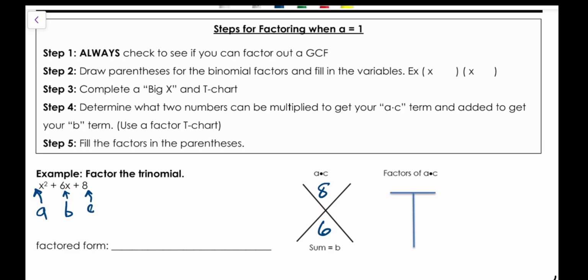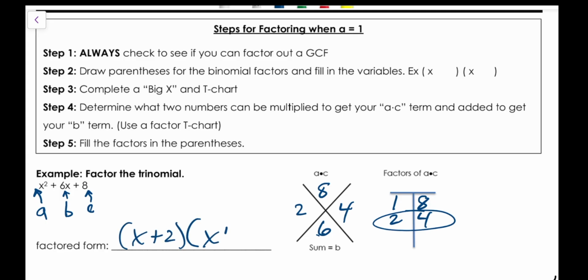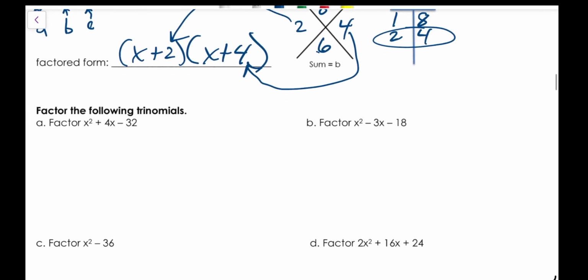Now you think of all the factors of 8. You think of 1 times 8, 2 times 4, and that's about it. Then one of those pairs, hopefully, will add to 6. And this is the pair that does. So 2 and 4. That means the factored form is x plus 2, x plus 4. Those are the magic numbers that you can put in that will make this work if you multiply it. So it's pretty easy when the a is 1.